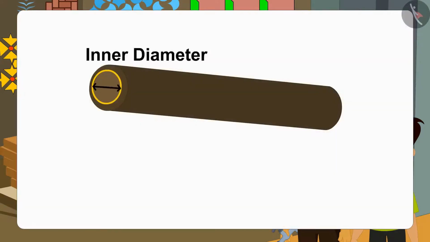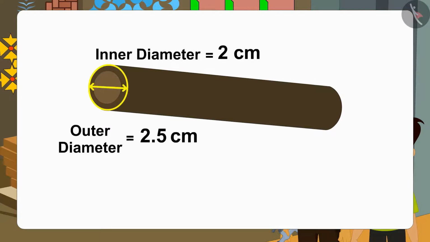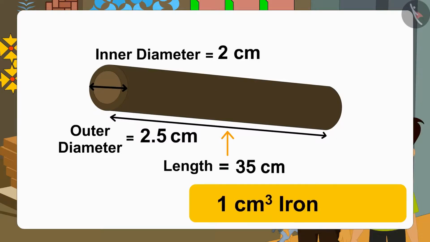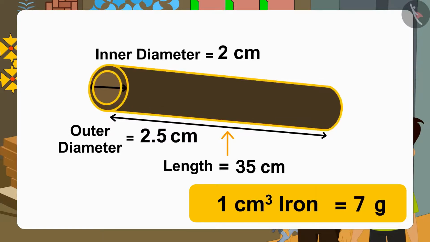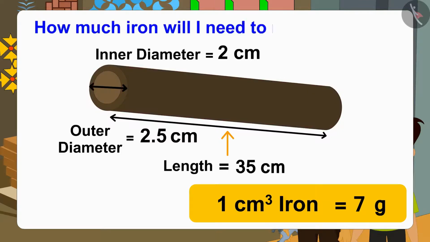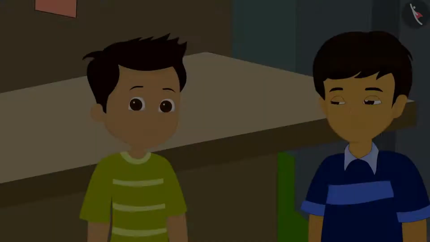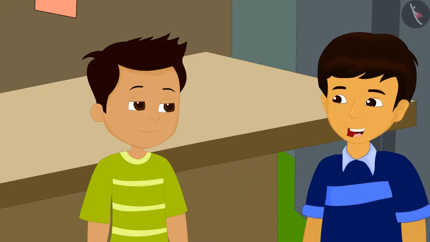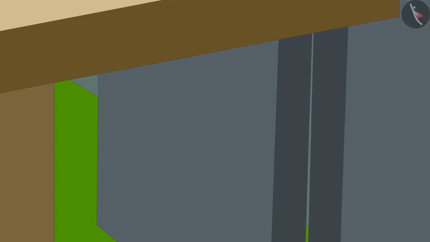I know its inner diameter is 2 centimeters, outer diameter 2.5 centimeters and length 35 centimeters. And I also know that the mass of 1 cubic centimeter of iron is equal to 7 grams. But I can't find out how much iron I will need to make the pipe. Thomas, we can find the solution to Uncle's problem through mathematics. That means it's math time!